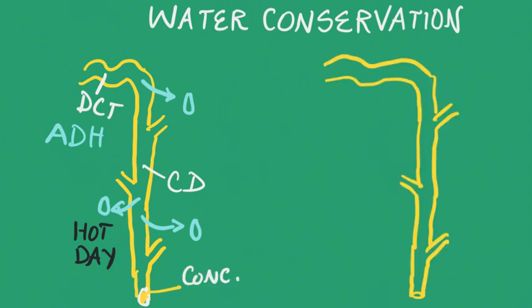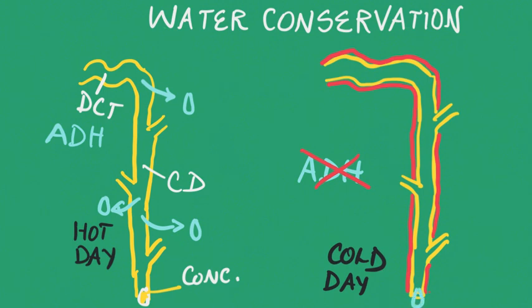On a cold day, the body loses less water via sweating, and so the amount of ADH that is produced is less or not at all. In the absence of ADH, the DCT and the collecting duct are impermeable to water, shown by the red line. As a result, water is not reabsorbed here, and the urine that is produced is in large quantities and it is dilute.